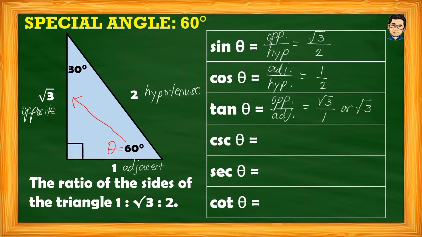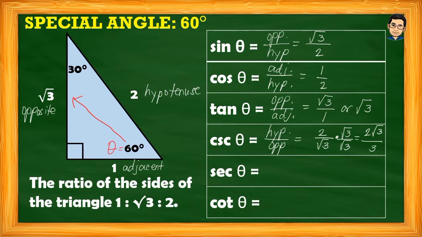Next, cosecant 60 degrees. So ito po ang reciprocal ng sine. So hypotenuse over opposite. So hypotenuse measures 2. And then opposite side measures square root of 3. So rationalize, multiply natin both numerator and denominator by square root of 3. So 2 times square root of 3, 2 square root of 3. And then yung sa baba, square root of 3 times square root of 3, that is square root of 9. Then the square root of 9 is 3. So therefore, cosecant 60 degrees is equal to 2 square root of 3 all over 3.